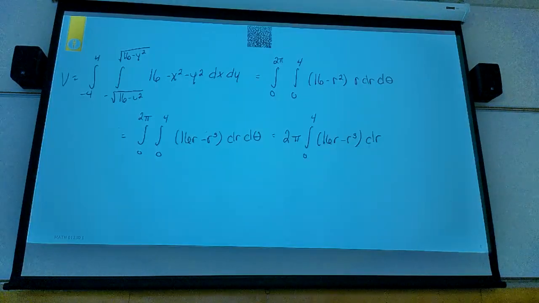Like if you have the rectangle 0 to 4 cross 0 to 4, that means x goes from 0 to 4 and y goes from 0 to 4. Your bounds are constant. This is a polar rectangle. Those are the easiest types of regions to integrate.